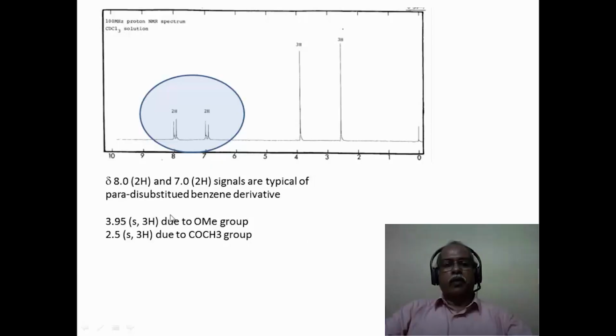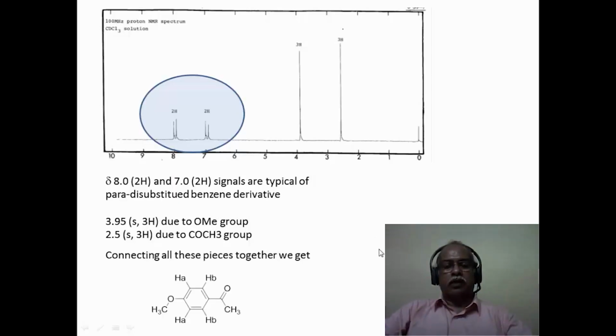Then 3.95 could be because of the methoxy functional group, and 2.5 could be because of the acetyl functional group in this molecule. So the structure is solved very clearly: a para-disubstituted derivative bearing a methoxy group and an acetyl group. In other words, the compound is para-methoxyacetophenone.